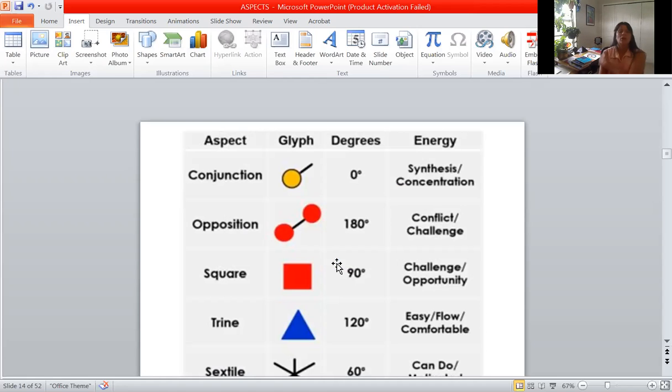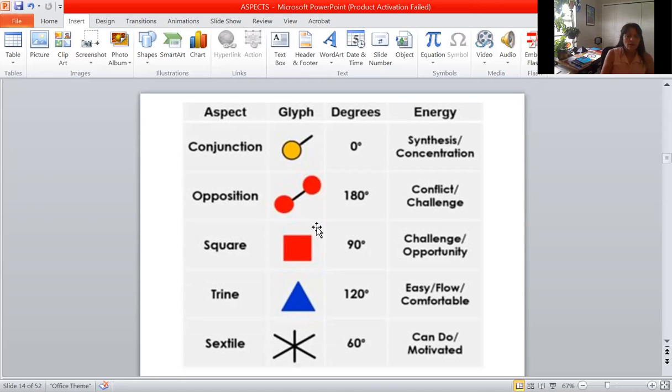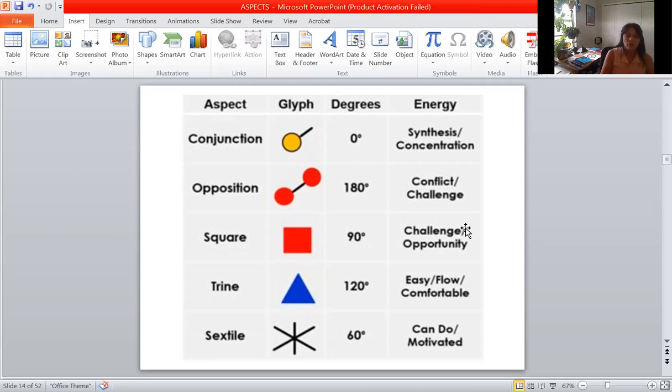All right, let's start to look at this now. Conjunction is when you're trying to synthesize or concentrate something. We're concentrating the energies. They're not all scattered; we're going to start bringing them together. So if a couple things are in conjunction, again, we're forcing them together. Opposition is conflict or challenge. A square is challenge and opportunity. A trine is easy, flow, and comfortable. And the sextile is a can-do, a motivation. I'll show you some more on the other ones too. These are the major aspects.